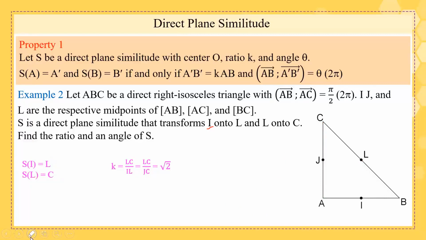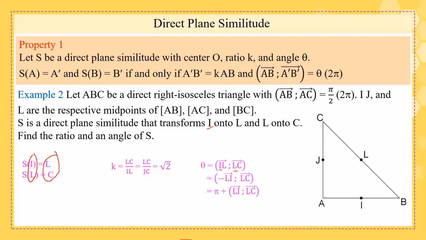Now how to find the angle? To find the angle of this similitude, you must find the angle between the pre-image vector IL and the image vector LC. So theta will be the angle of (vector IL, vector LC). If you want to find this angle, use some geometric properties. First, the first letter of this vector must be the same as the first letter of the other vector. So it will be equal to the angle of (minus vector LI, vector LC). But we have a property in oriented angles that the angle of (minus LI, LC) will be pi plus the angle of (LI, LC).